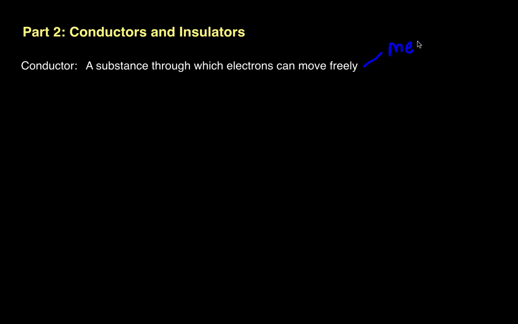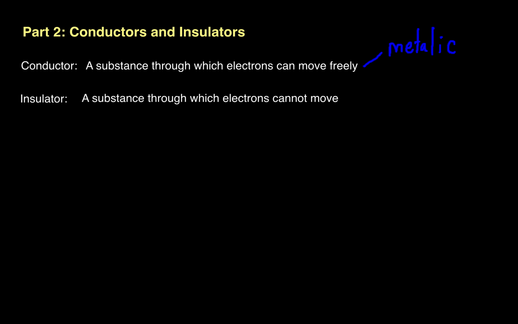Part 2. Conductors and Insulators. A conductor is any substance through which electrons can move freely. This is often considered to be metallic objects, but there are other kinds of conductors as well. It's just that metals are generally very good conductors. Insulators are substances through which electrons cannot move. These are things like rubbers and plastics often.